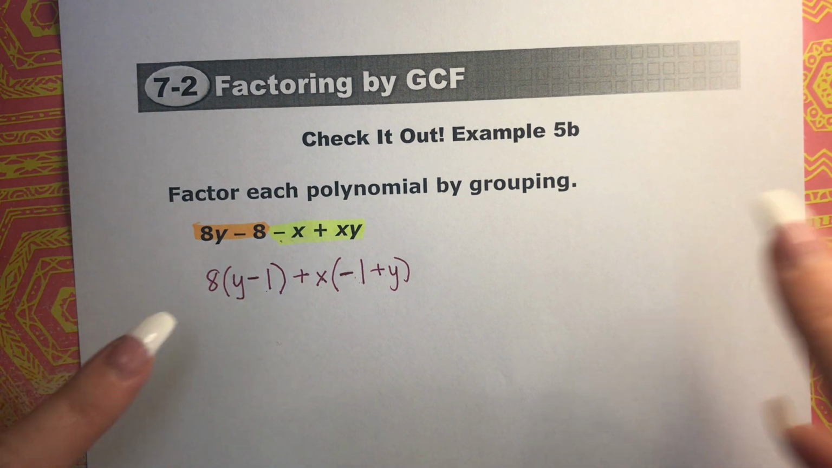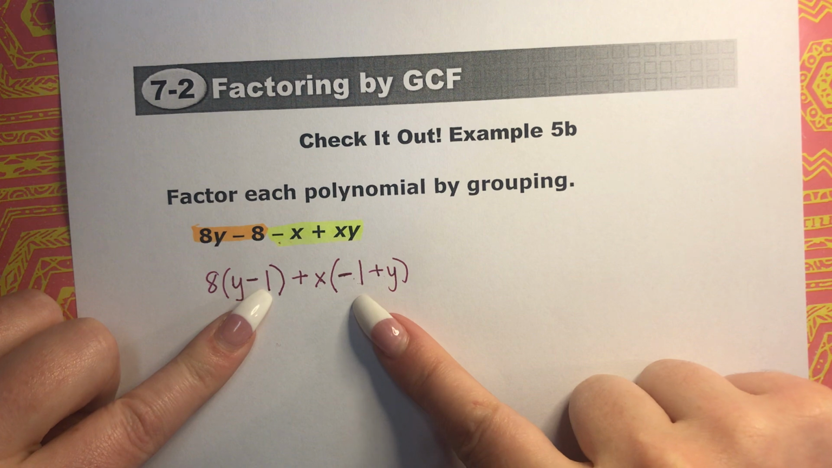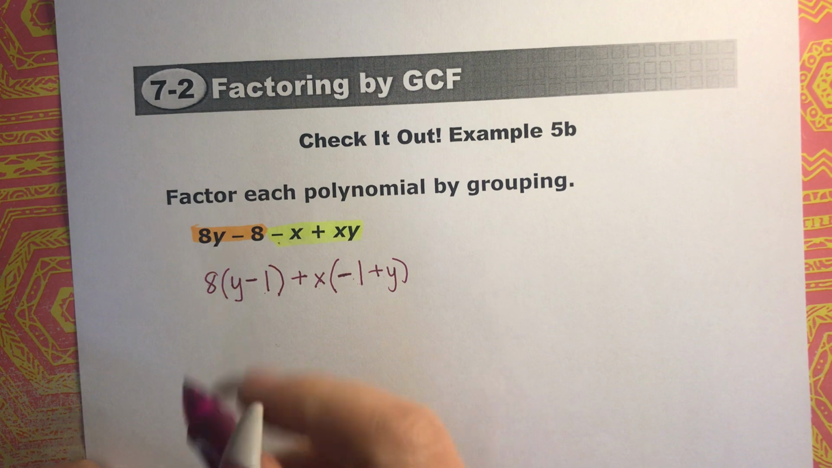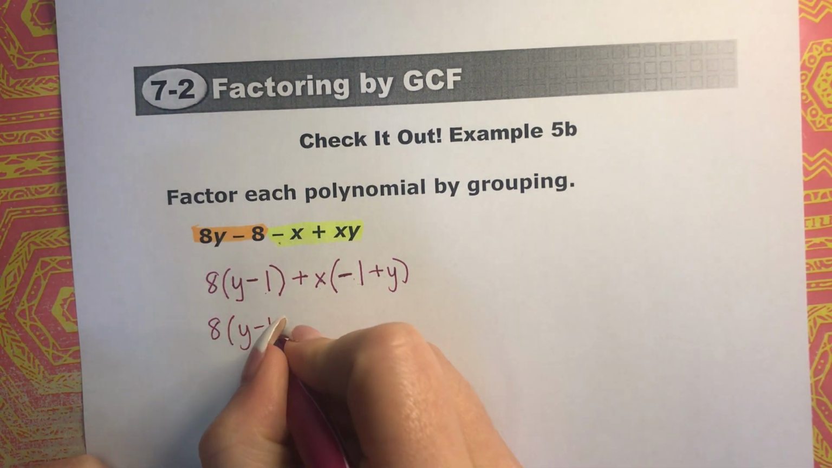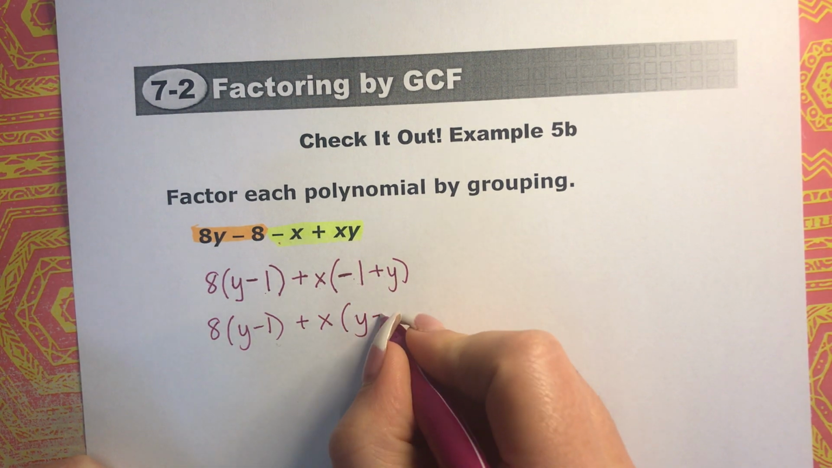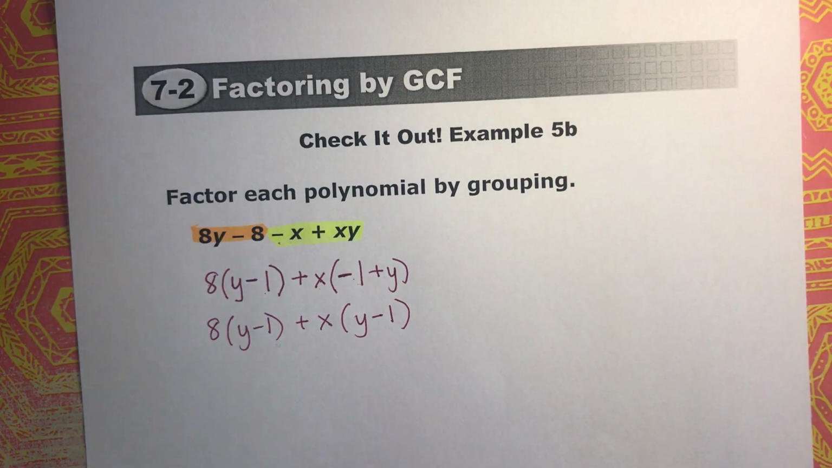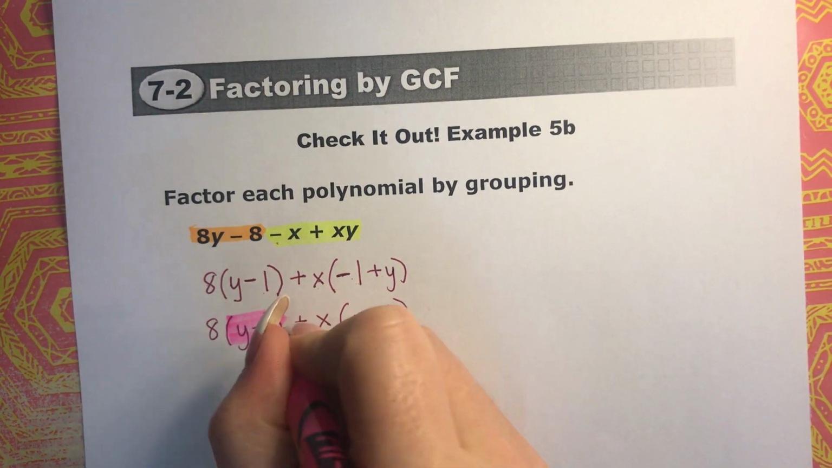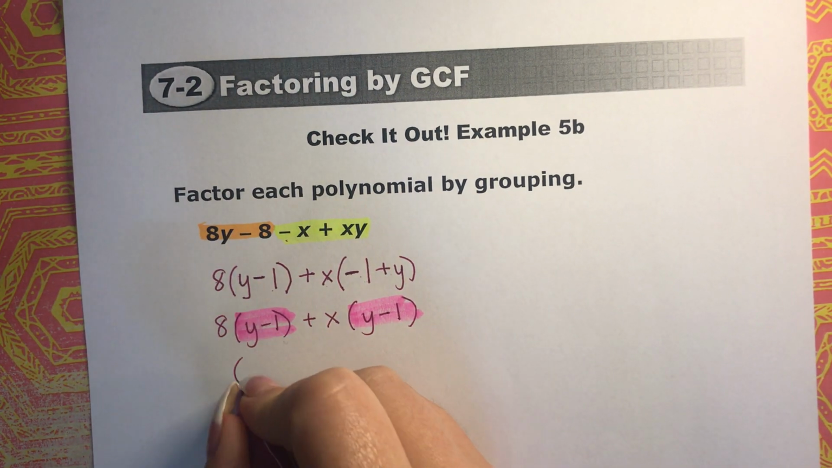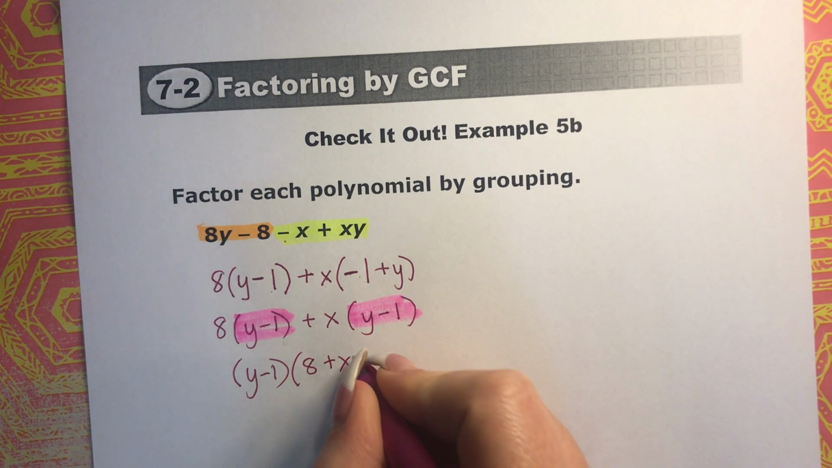Okay, so let's look here. What do we have? We have a positive y, and we have a -1. So these are actually the same. They're just written a little differently. So I'm just going to rewrite this one and put the y first, and then just -1 because it's a positive y and it's a -1. Okay, and there we have it. They are exactly the same, so we can go ahead and factor that y minus 1 out, right? And then we're left with 8 plus x.